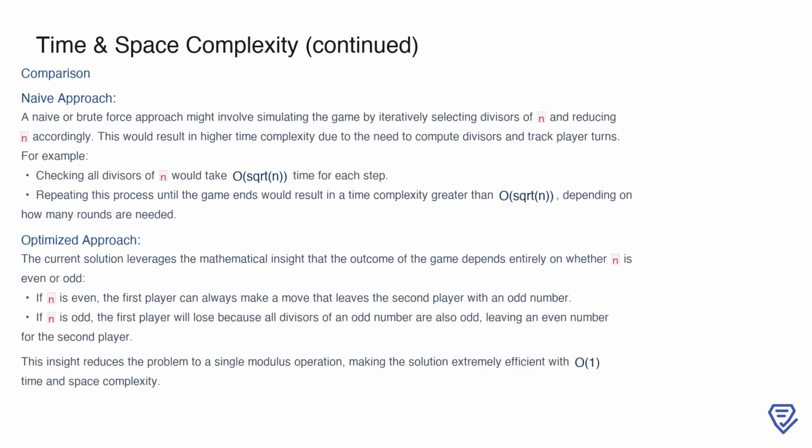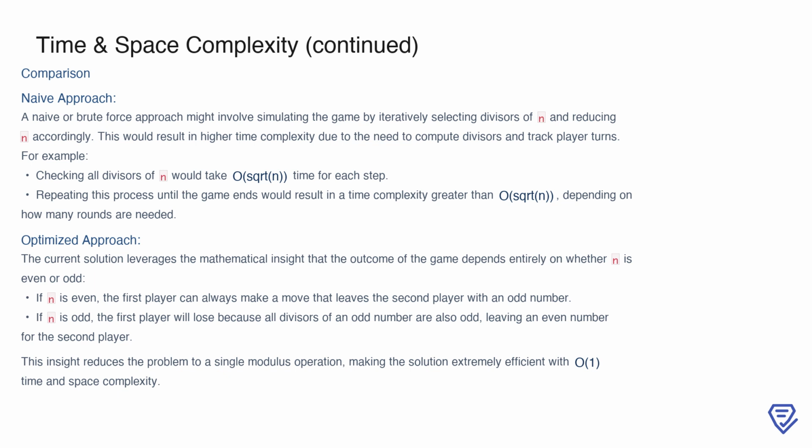When we compare this optimized solution to a more naive approach, the efficiency becomes even more apparent. A brute force method might involve simulating the game by iteratively finding and selecting divisors of n, reducing n step by step. This approach would involve considerable overhead because finding all divisors of n can take O(n) time for a single step. Moreover, since the game would require multiple rounds, the time complexity would grow, potentially exceeding O(n), depending on how many iterations are needed.